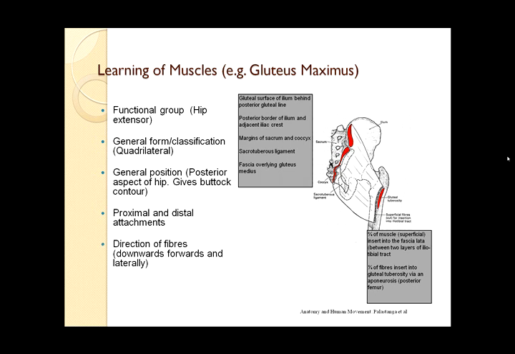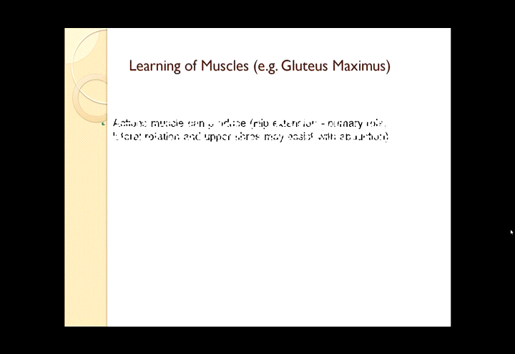From its attachments, you can work out the direction of fibres. In the case of gluteus maximus, fibres pass downwards, laterally, and they wrap around the femur itself. And it's the direction of fibres that gives us the actions. The fact that the muscle lies behind the axis of rotation of the hip joint means that it's going to produce hip extension. The fact that it wraps around the femur means that it will produce lateral rotation of the hip joint. The upper fibres that lie above the axis of rotation of the joint may assist with hip abduction.